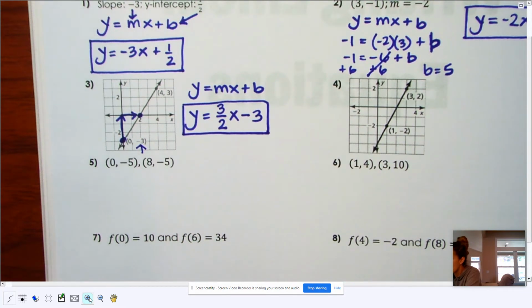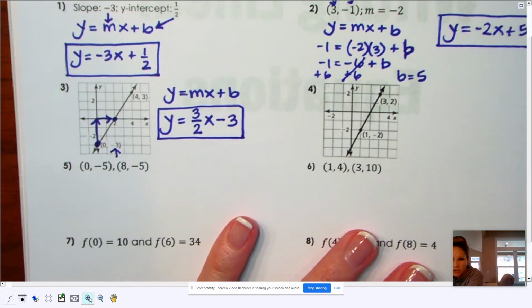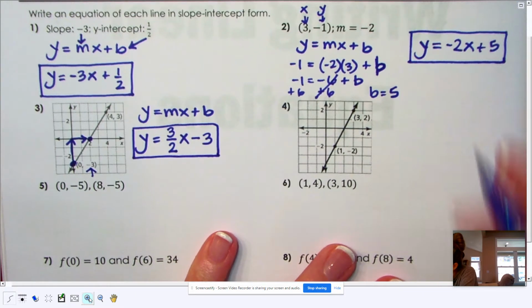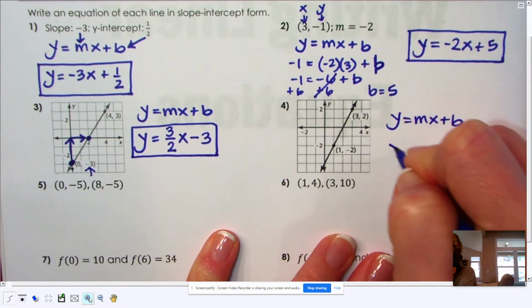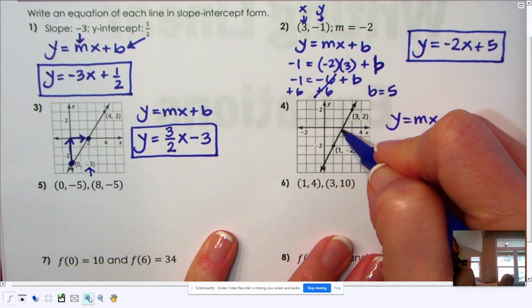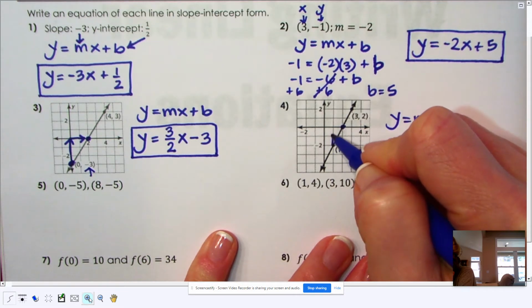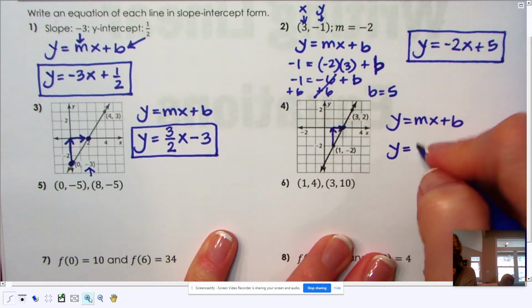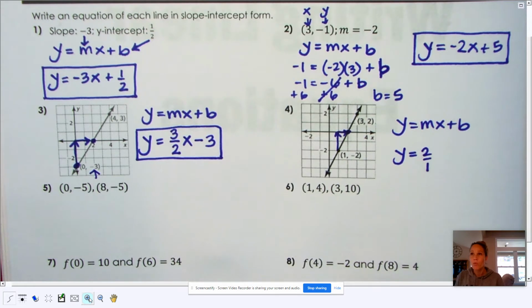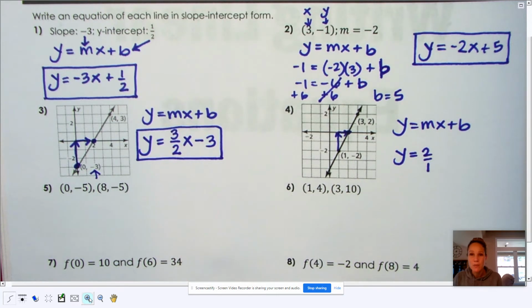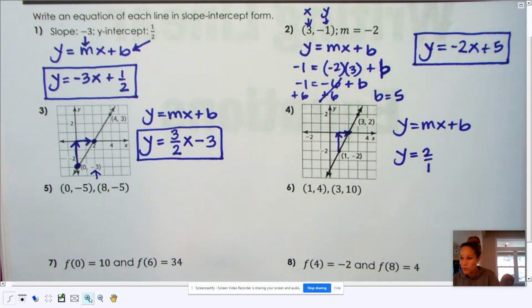Okay, question number 4. I'm going to do that one just like this last one. So I'm going to start with y equals mx plus b. The m is my slope, how I move. Well, this one I went up by 2, over by 1. So I wrote it as a fraction, but when you're entering it in Canvas, you're going to want to make sure that you simplify it all the way. So 2 divided by 1 would just be 2.